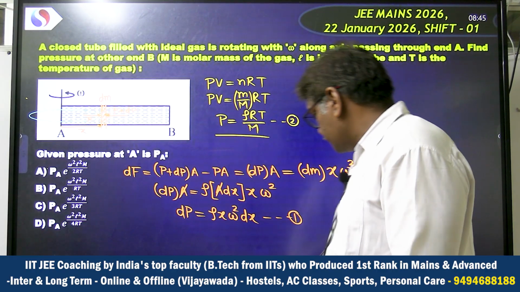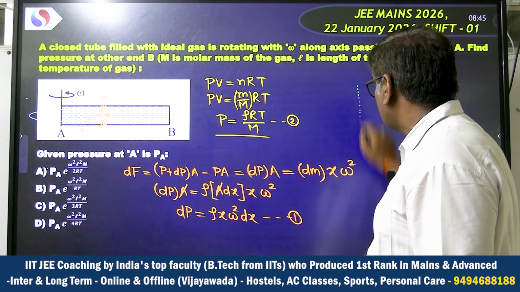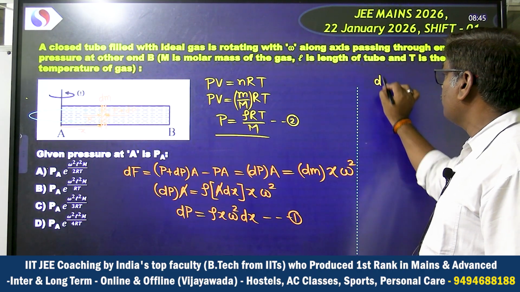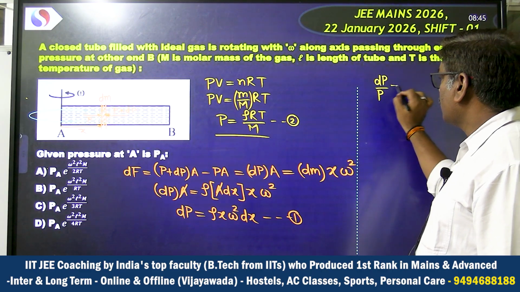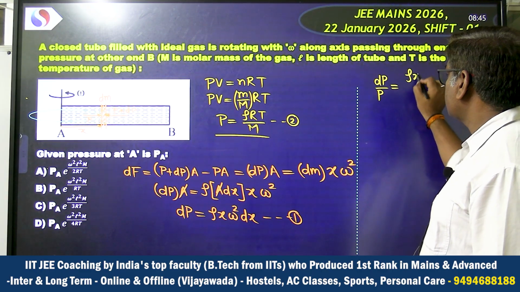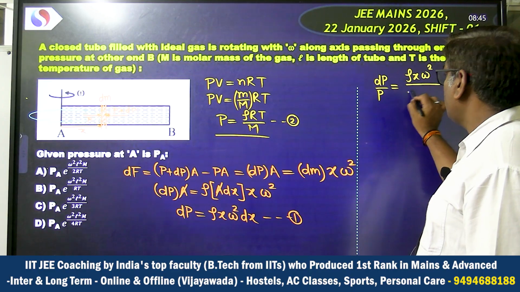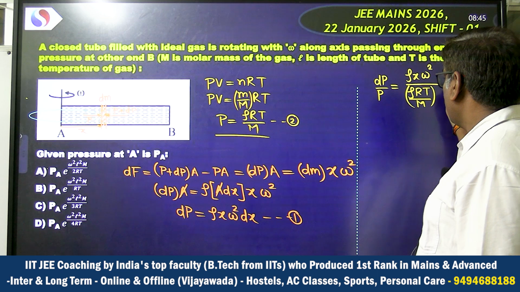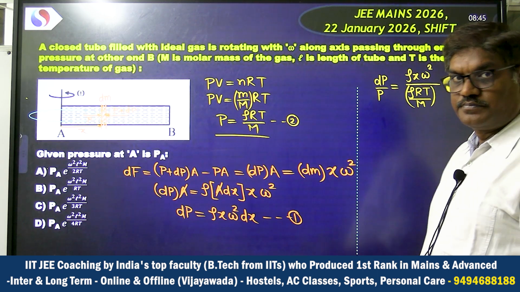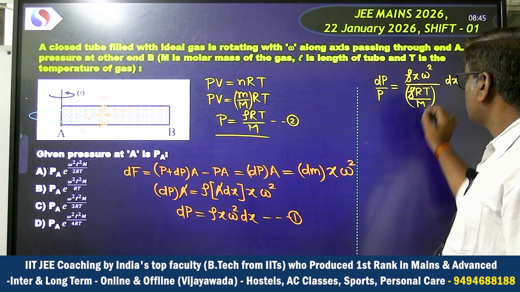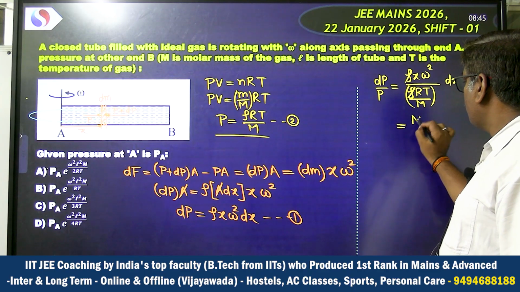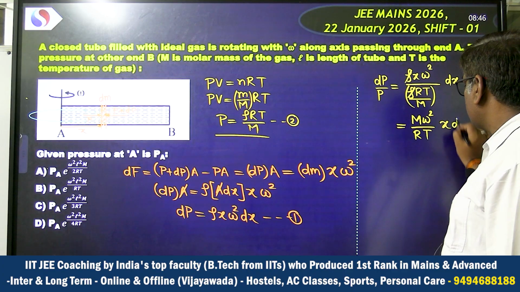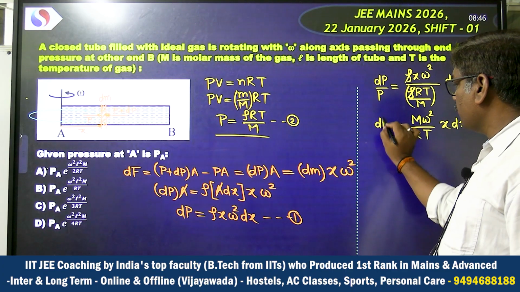If I divide equation 1 and equation 2, what am I getting? dP by P equals rho x omega square divided by rho RT by M into dx. This rho and rho cancel. This is going to be M into omega square divided by RT into x into dx. This is dP by P.